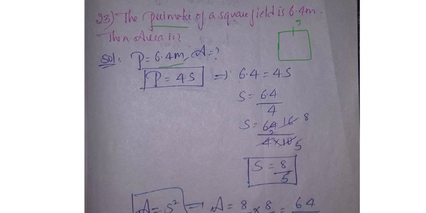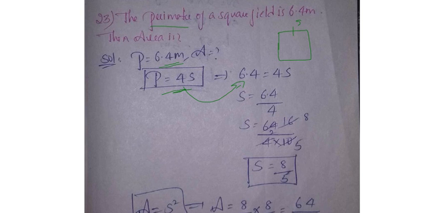And they are asking us to find what? Area. You all know the formula of the perimeter of the square. What is that? 4 into side. Perimeter they have given 6.4 meters. Substitute now, instead of P I wrote 6.4 equal to 4 into S. So side equal to 6.4 by 4.